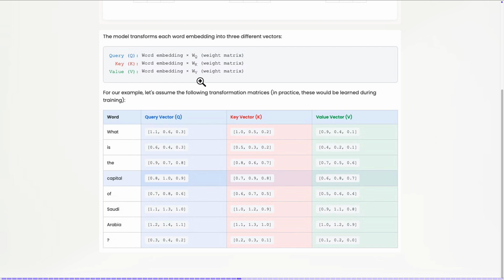So it's like I calculated this value, and this value. And I have to do the same for everything else. I will take the embedding of any word, multiply it by the weight matrix, and I will find its representation in three different spaces. There is a space for query, there is a space for key, and there is a space for value.